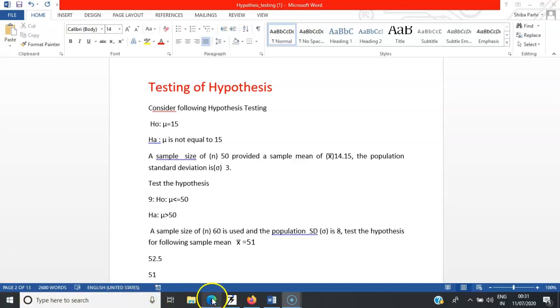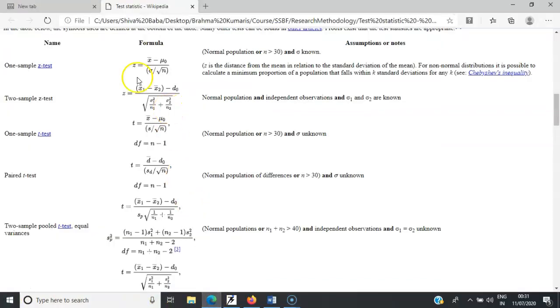So to do the test of hypothesis, you can use the formula. This is known as the one sample z test. You should use the one sample z test when the population standard deviation is known to you. When the population standard deviation is not known to you, by taking a sample mean and a sample standard deviation, you can go for the t-test.